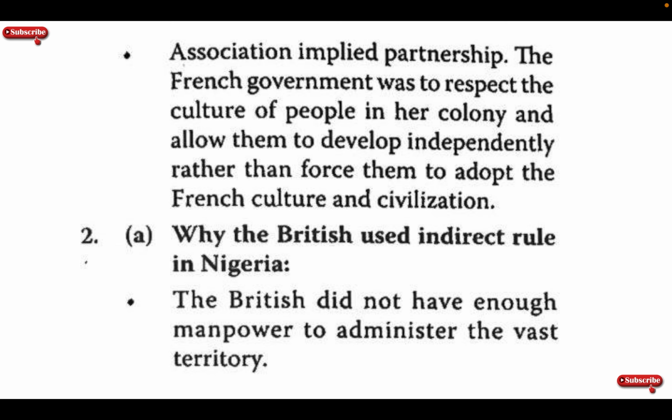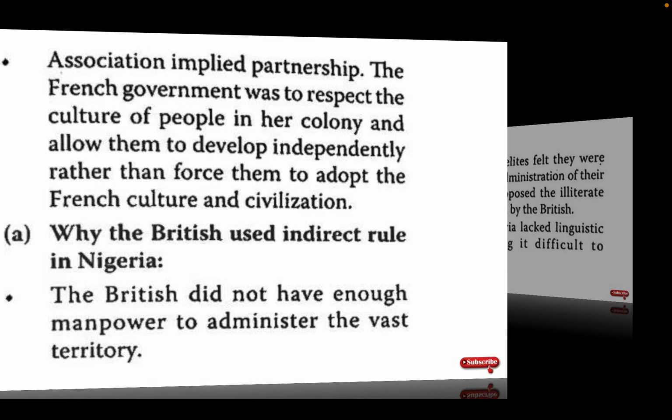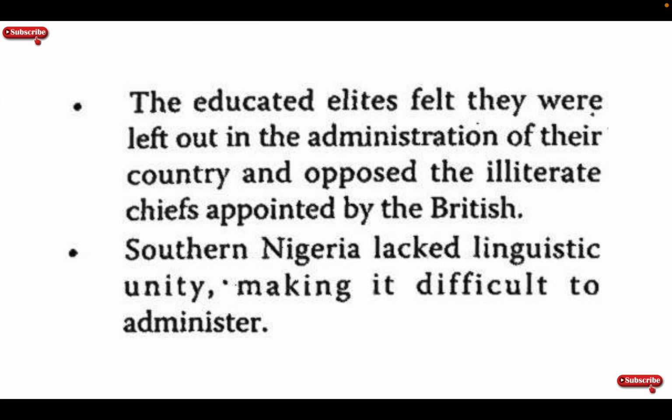2a. Why the British used indirect rule in Nigeria. The British did not have enough manpower to administer the vast territory. The educated elites felt they were left out in the administration of their country and opposed the illiterate chiefs appointed by the British. Southern Nigeria lacked linguistic unity, making it difficult to administer.